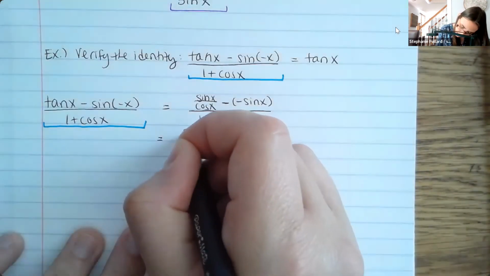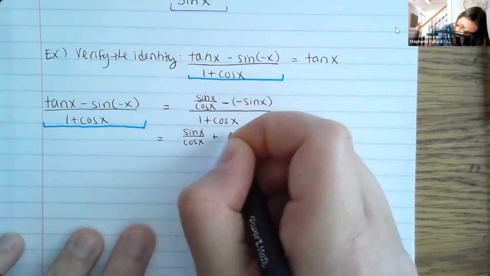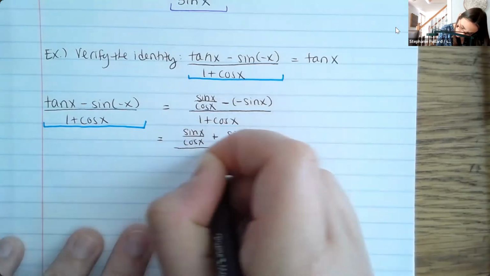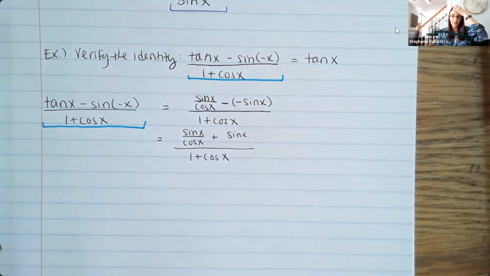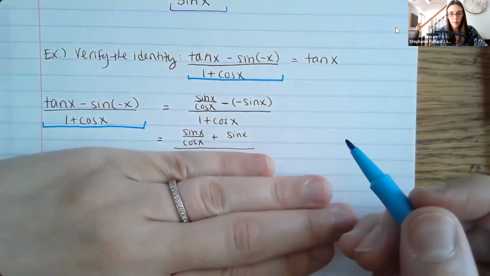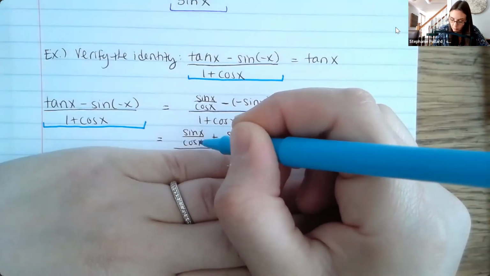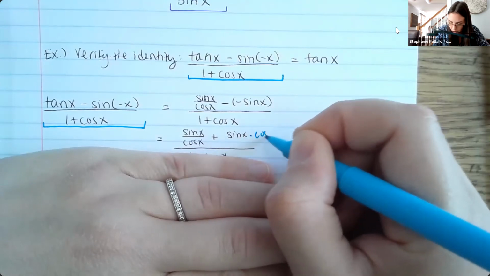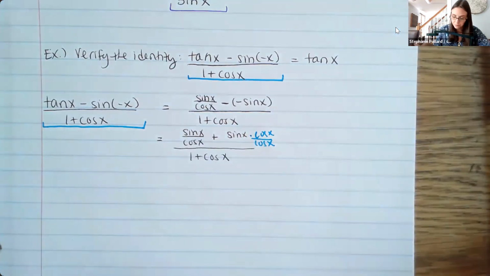So I have sine x over cosine x. Here my negatives will cancel, plus sine x. I'm going to start by cleaning up that numerator first. We really don't like to have fractions and fractions, so I want to start cleaning this up. I'm going to not worry about the denominator just yet. I'm just going to work on the numerator. My denominator here is cosine, so I'm going to multiply this by cosine x over cosine x in order to get a common denominator there.